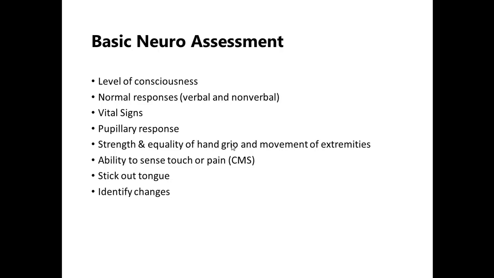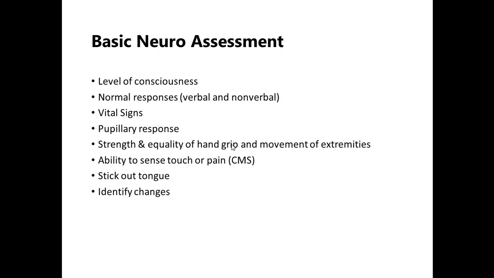What's next? Strength and equality of hand grip and movement of extremities. So we're going to be looking at involuntary movements, whether there's tremors of both hands, but I also want you guys to know that there is a strength scale out there, so that when you're doing your neuro assessments, you're not just going to say positive, yes, they squeeze my hand, or check mark. I know it's kind of how things have been taught earlier, but I want you guys to know that there is a scale.